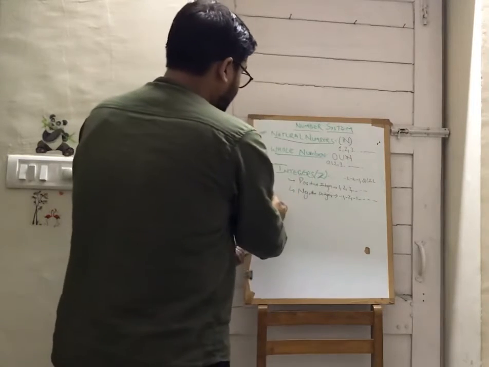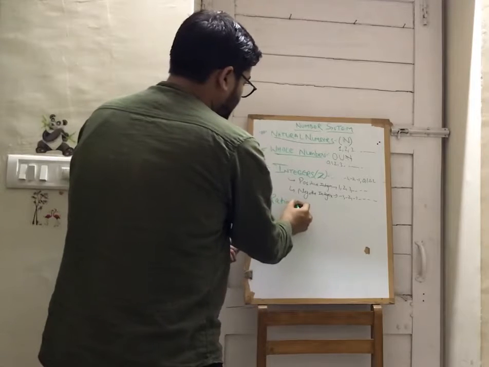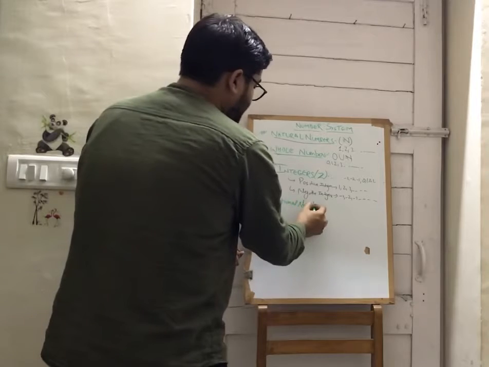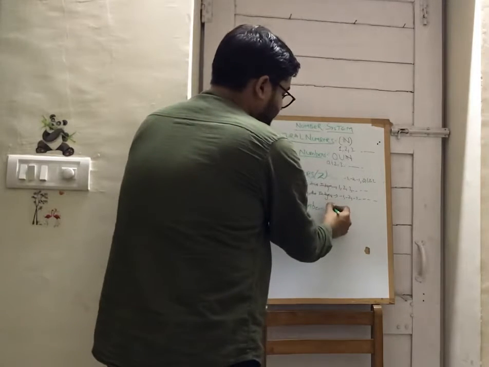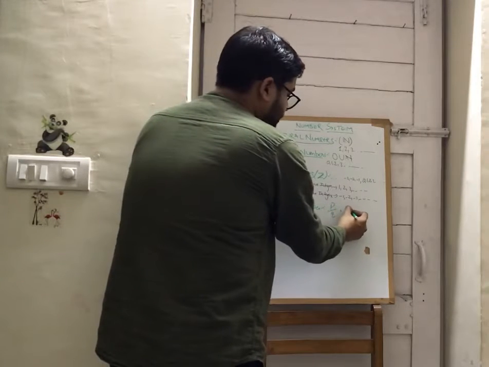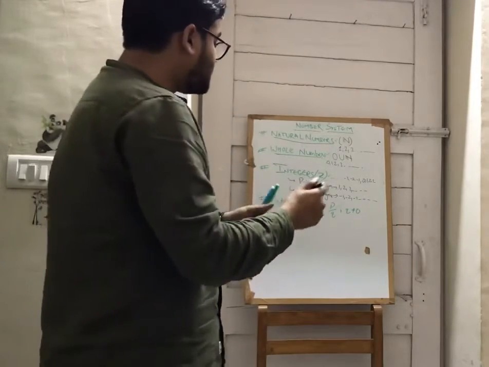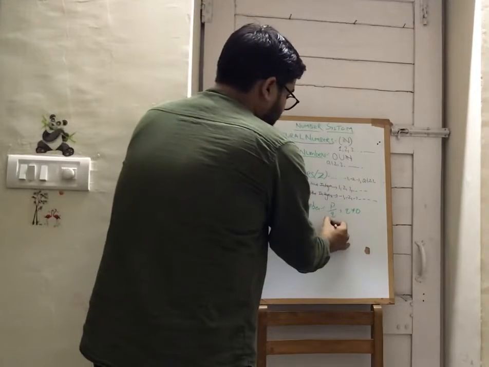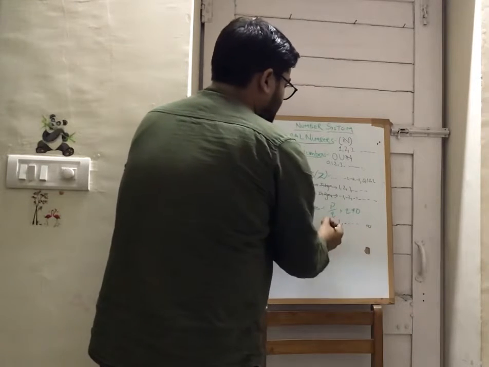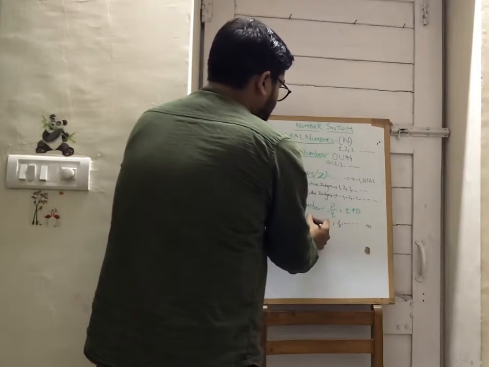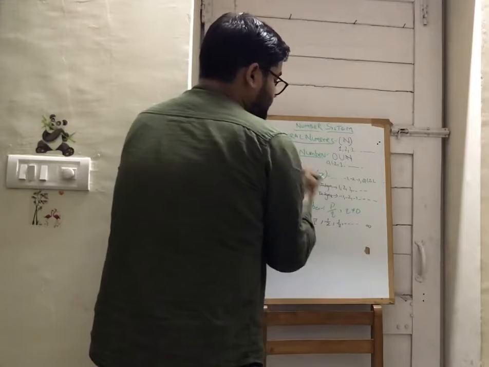Now, after that come rational numbers. So what are rational numbers? Rational numbers are numbers which we can write in p by q form, where q is not equal to 0. For example, 1 by 2, 1 by 3, up to any number, or minus 1 by 2, minus 3 by 4. These are the rational numbers where q is not equal to 0.